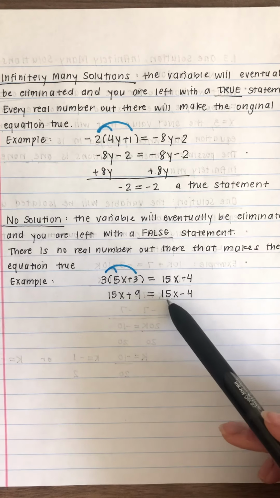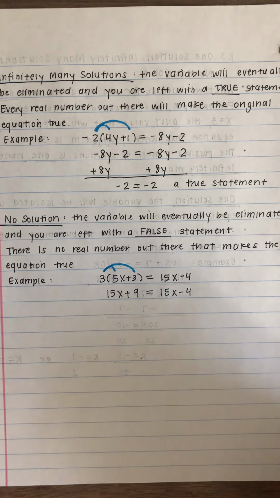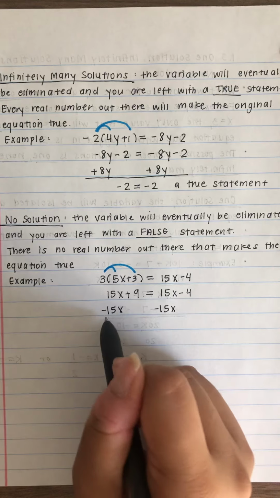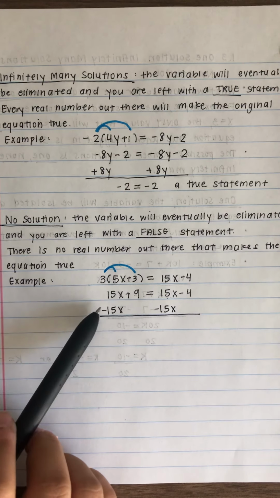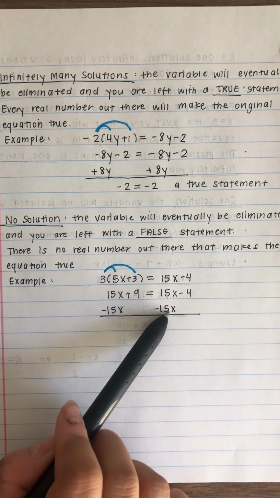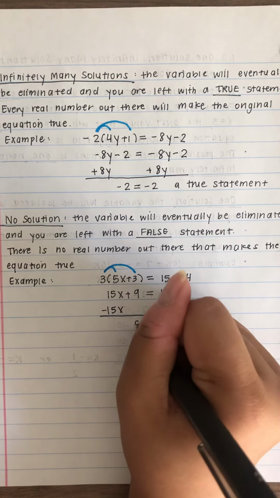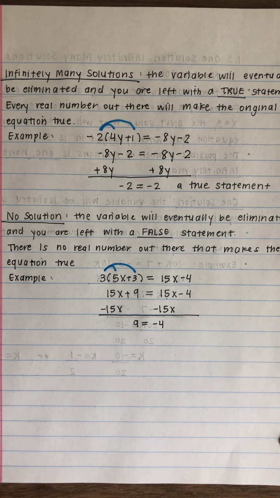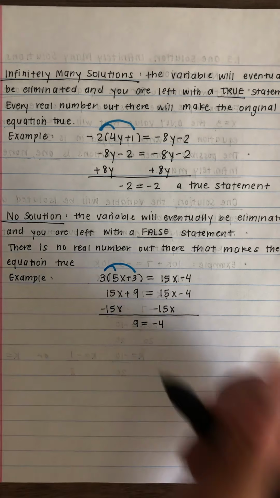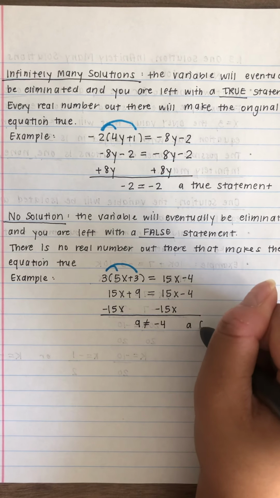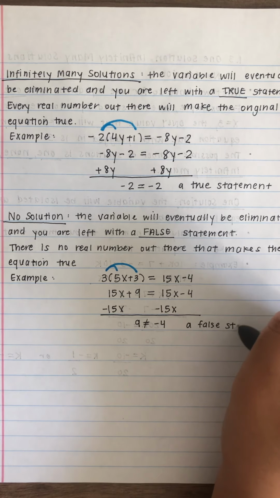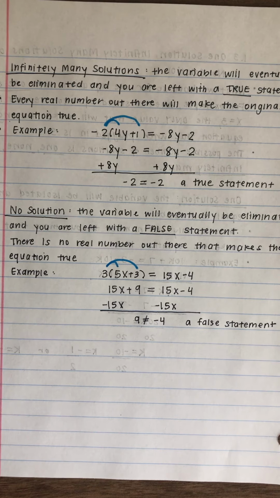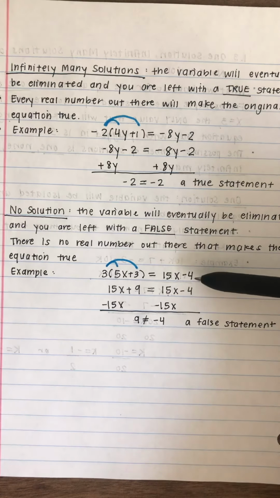I'm going to choose to eliminate this 15x on the right side by subtracting 15x from both sides. As you can see, our variables eliminate on both sides. So now we're left with 9 equals -4. We know it's impossible for 9 to equal -4, so this is indeed a false statement. And again, no real number out there will be able to make this equation true.